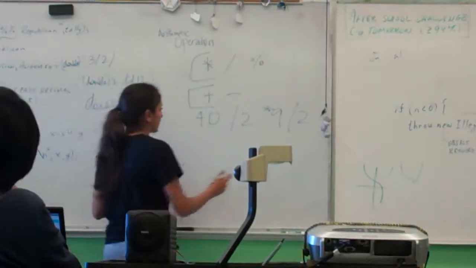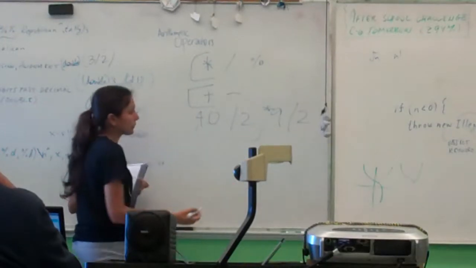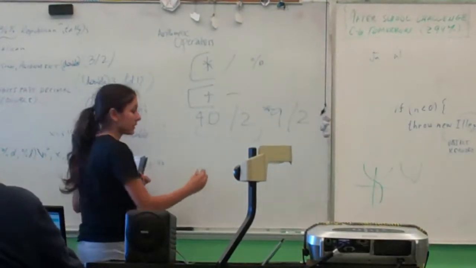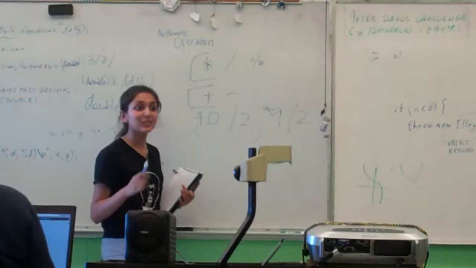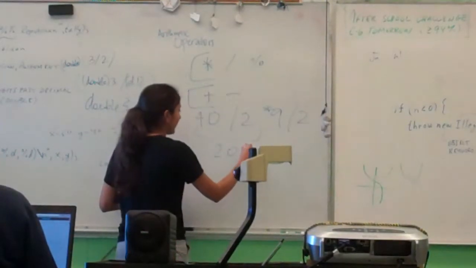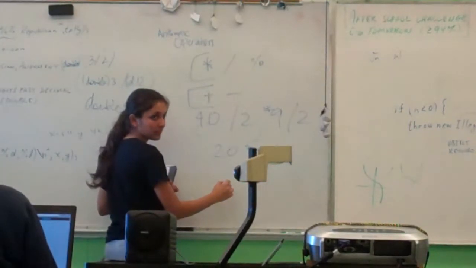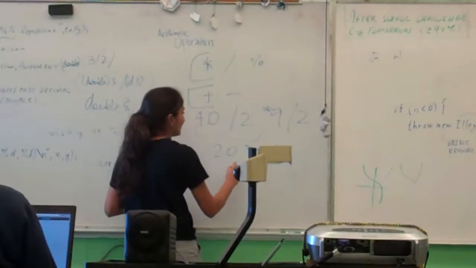So how it would go, because this is all at the same level of precedence, it would first do this. So what's 4.0 divided by 2? 2.0. Don't forget the 0.0, because double int. Multiplied by 9. What's that? 18.0. Don't forget the 0.0.